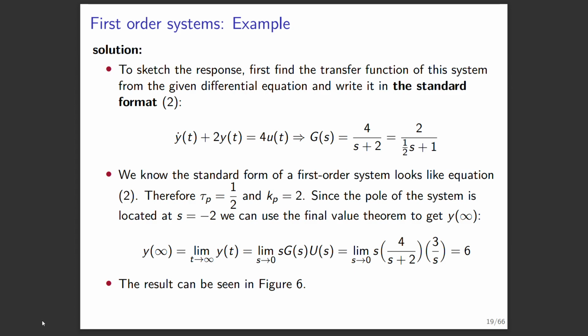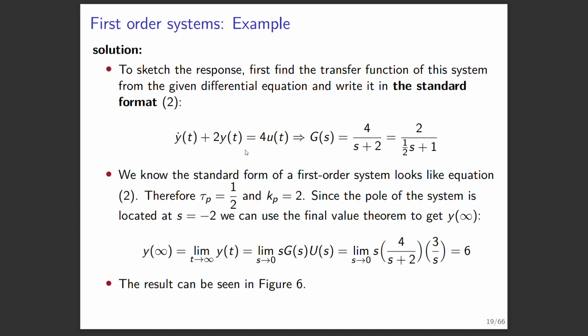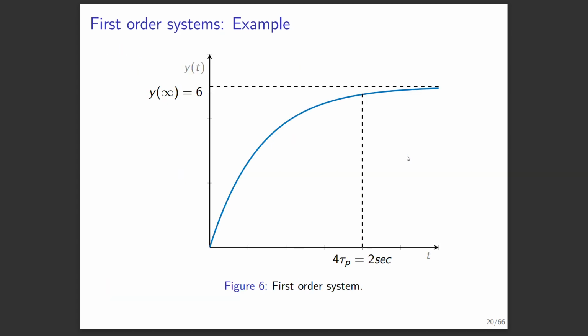I can therefore sketch the response of the system as figure 6. So the time constant should be half, the gain should be 2. So if the input had the value of 3, because the gain is 2, your final value is going to be 6. It's going to be 3 times 2. And because the time constant is half, if I wait 4 times that number, 4 times half, which is 2 seconds, I get to the final value. So this is the point that I'm assuming I'm at the final value.